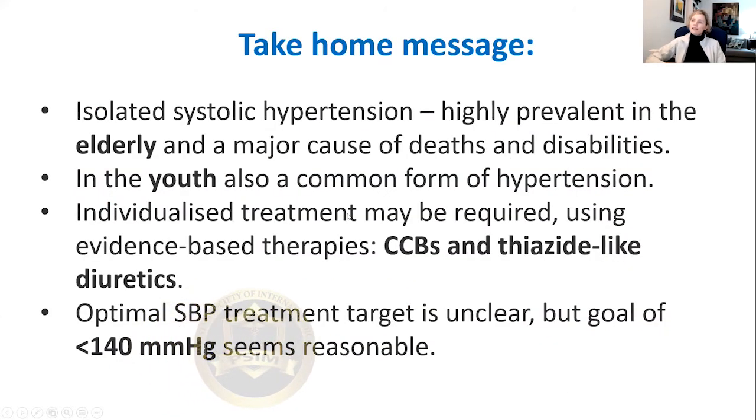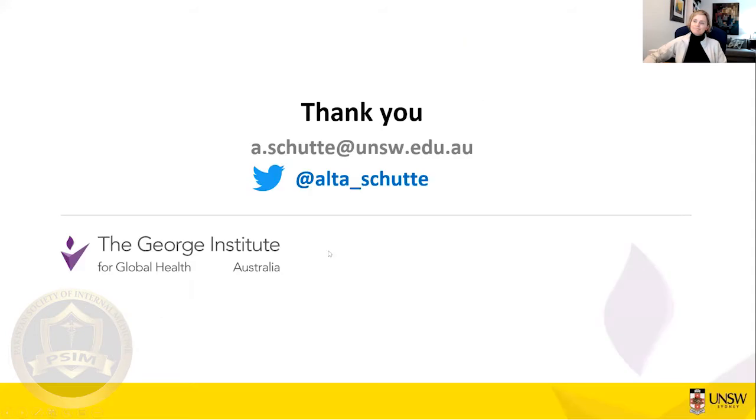Right, so to end off, my take-home message is really that isolated systolic hypertension is highly prevalent in the elderly and a major cause of death and disability. It is also a common form of hypertension. Individualized treatment may be required using evidence-based therapies, starting off with calcium channel blockers and thiazide-like diuretics such as indapamide and chlorthalidone. And optimal systolic blood pressure treatment is unclear actually, but overall the target of less than 140 millimeters of mercury seems the most reasonable. Thank you very much.